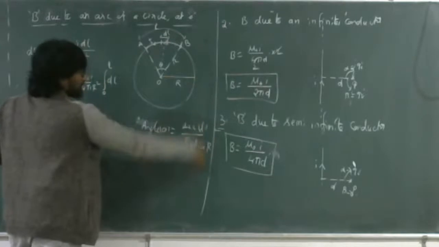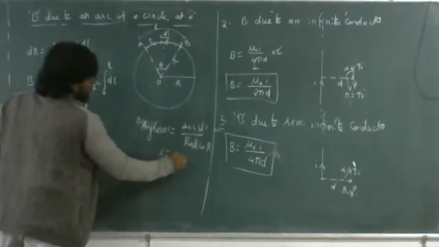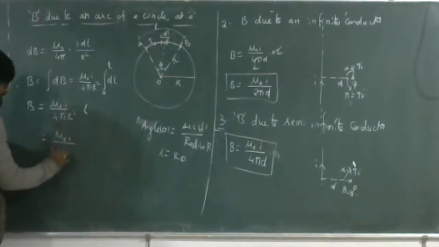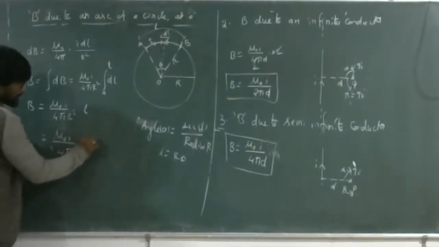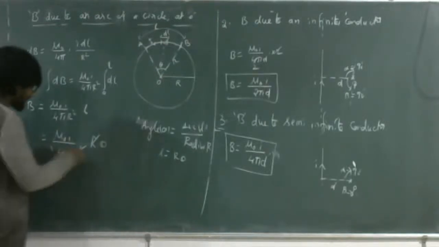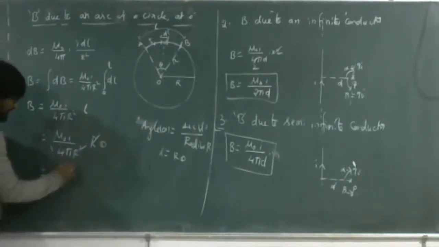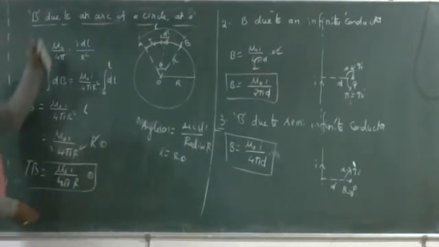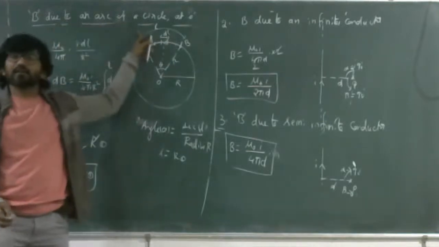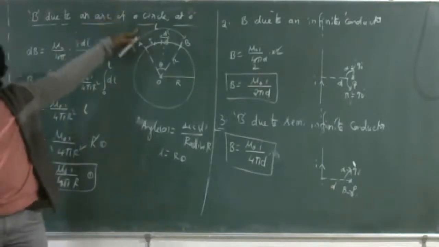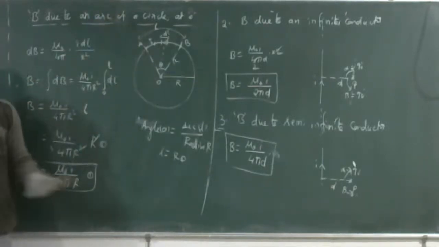So theta is equal to L by r. From this you can say L is equal to r theta. Substitute this here, then you'll get mu naught I by 4 pi r square into r theta. On simplifying this, one r gets cancelled. Then you'll get mu naught I by 4 pi r into theta, which is the magnetic field due to the arc of a circle at the center of the circle.